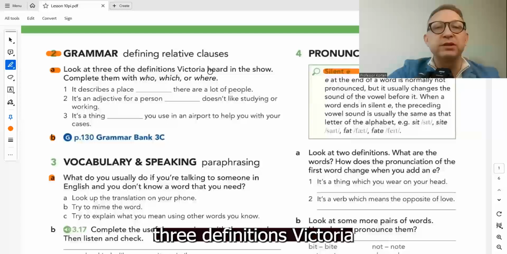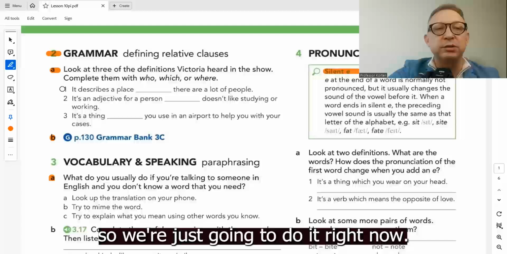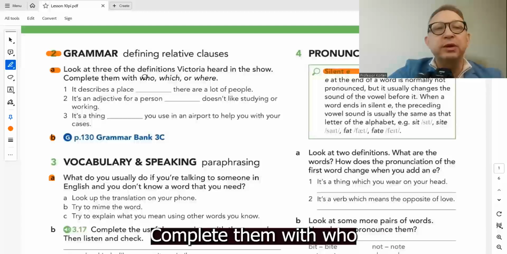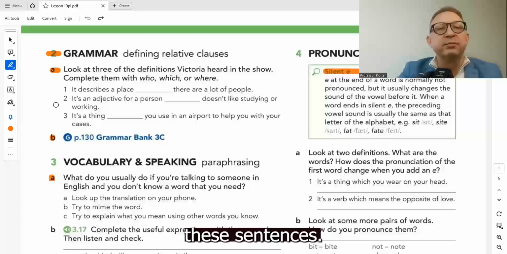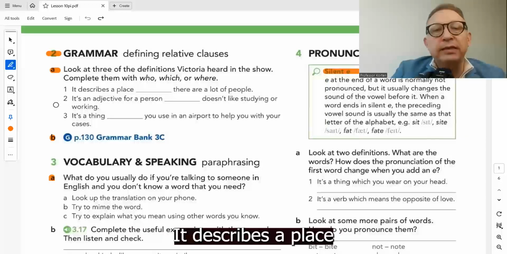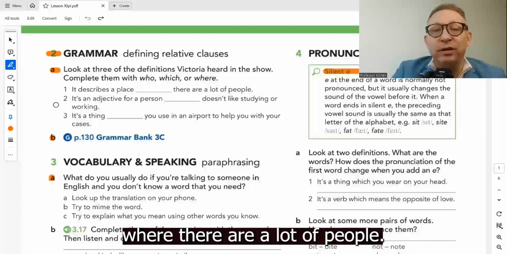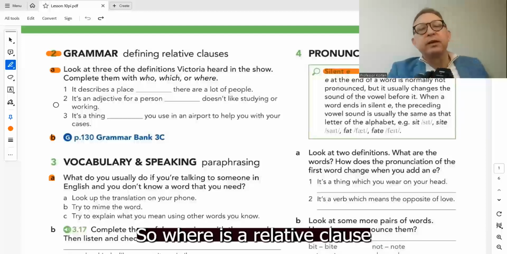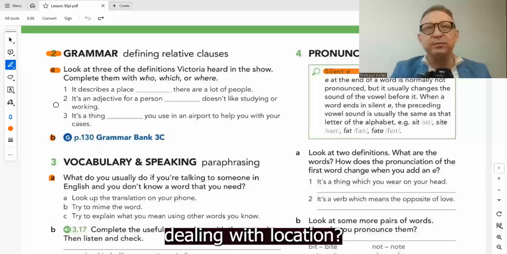Three definitions Victoria heard in the show. Okay, we didn't read about Victoria, so we're just going to do it right now. Complete them with who, which, and where. Let's complete these sentences. It describes a place where there are a lot of people. So where is a relative clause dealing with location.